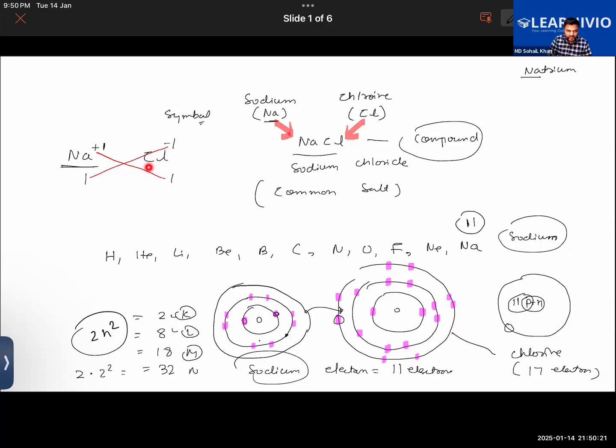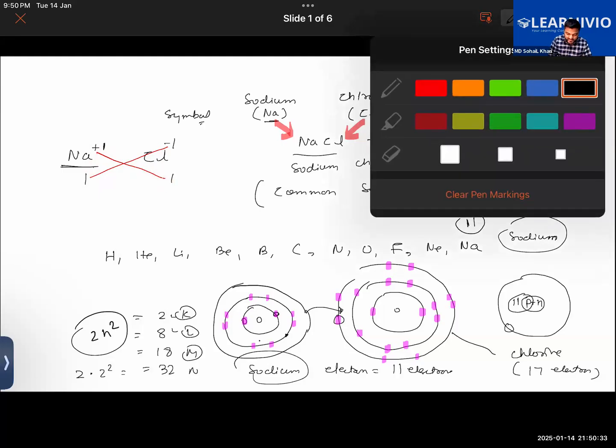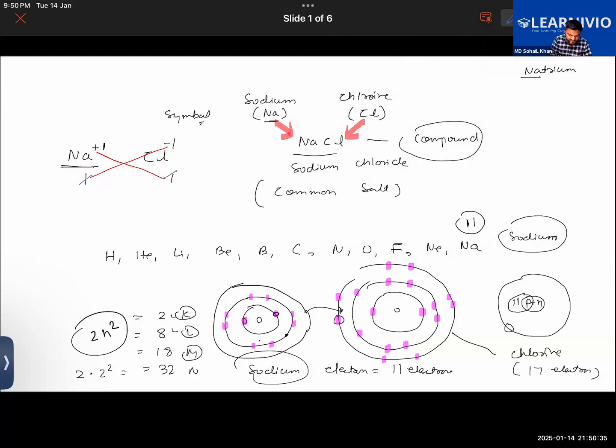Getting back to this topic now, we make the formula out of this. So this one is brought to the foot of sodium and this one is brought to the foot of chlorine. Now since they are the same numbers, we will cancel them and that will be simply written as NaCl. That's how the formula is formed. This was a very simple example. Getting it, Harim? Okay.